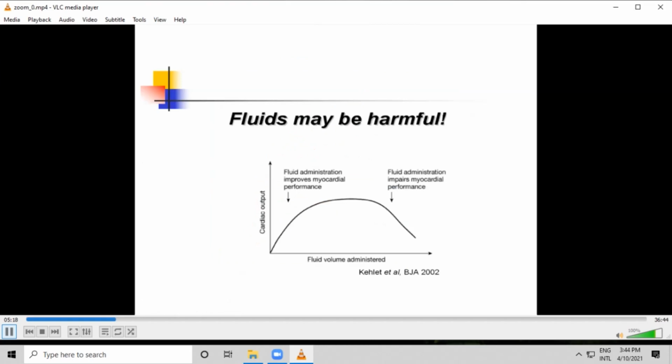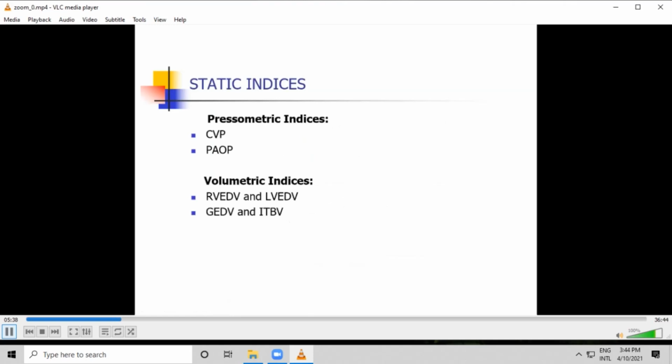When we administer fluid to a heart which is on the flatter or plateau portion of the Frank-Starling curve, further incremental doses of preload expansion can actually lead to impaired myocardial performance, as seen in this diagram. The static indices are pressure indices, namely central venous pressure and pulmonary occlusion pressure, whereas the volumetric indices are right ventricular and left ventricular end-diastolic volume, global end-diastolic volume and intrathoracic blood volume.